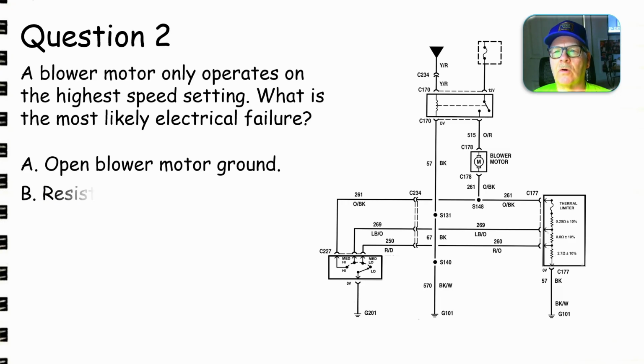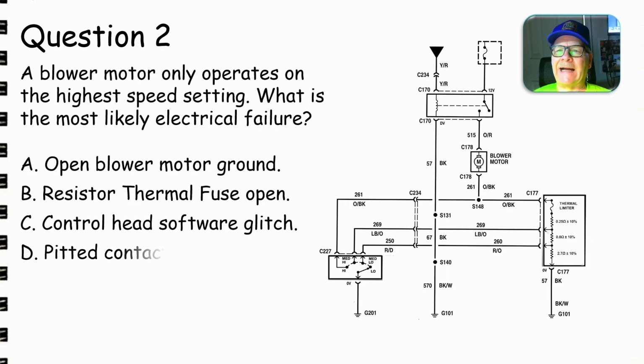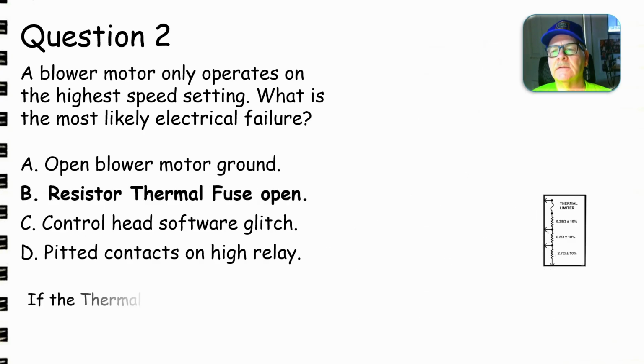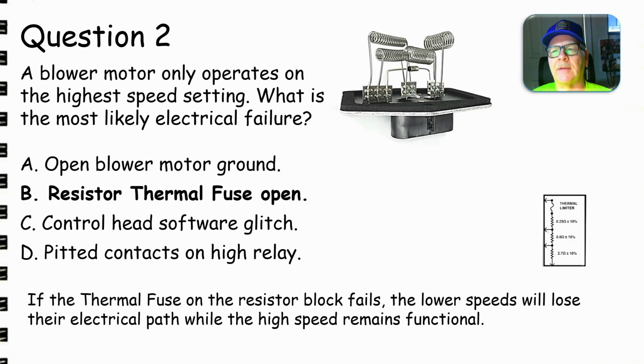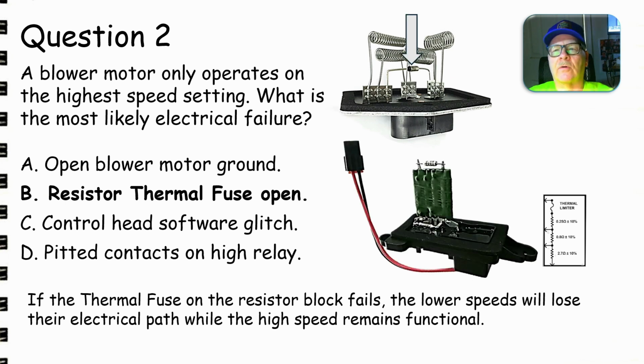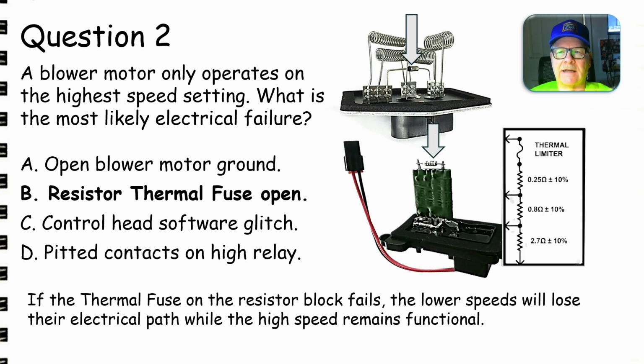Question 2. Blower motor only operates on the highest speed setting. What's the most likely electrical failure? Would it be an open blower motor ground, resistor thermal fuse, control head software glitch, or pitted contacts on the high blow relay? Well, on this particular schematic I showed you, the blower motor only operates on the highest speed setting, and the most likely electrical failure is the resistor thermal fuse open.